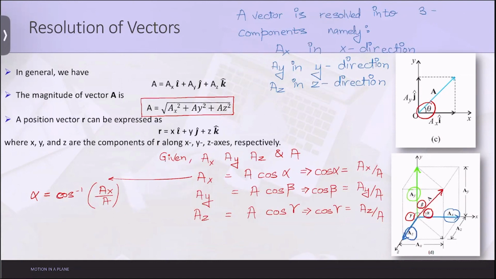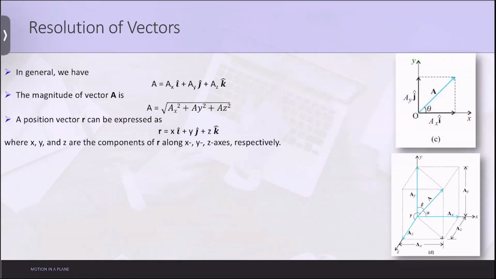Fine. So let's move on with our next expression here. So what is written here? So I think I have explained this clearly to you. Okay. So now next thing says that a position vector R. So if you remember correctly, we have understood 4 different concepts. The first vector which we understood was position vector.